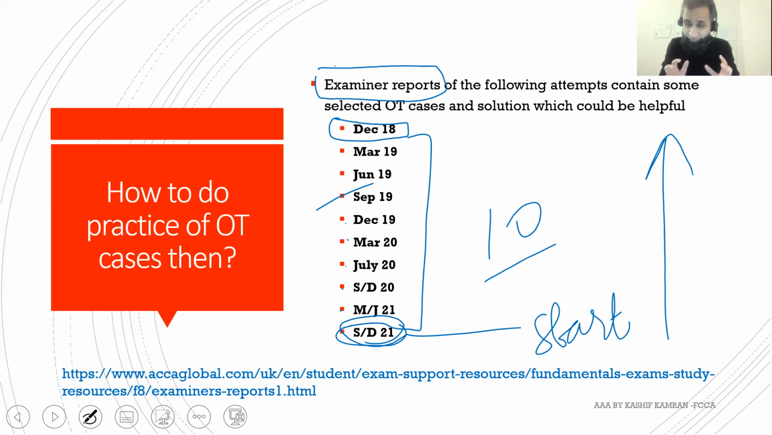So that is it for how you will be preparing yourself for section A. I'll be coming back with another tip on how you would be preparing for section B of the paper.